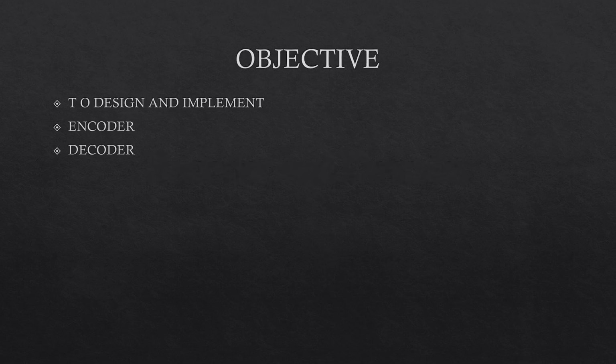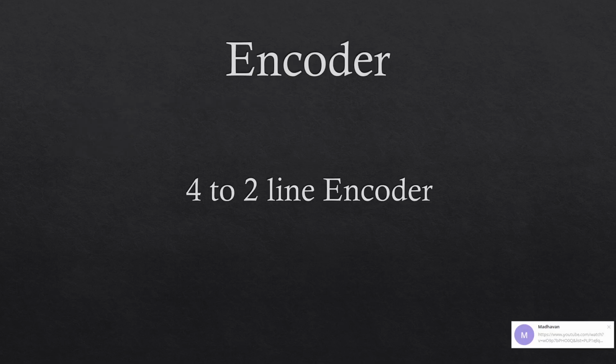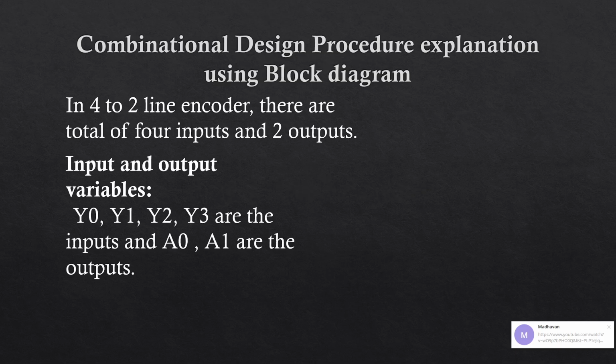Encoder and decoder. Objective: to design and implement encoder and decoder using logic gates. Encoder: 4 to 2 line encoder. Combinational design procedure using block diagram.